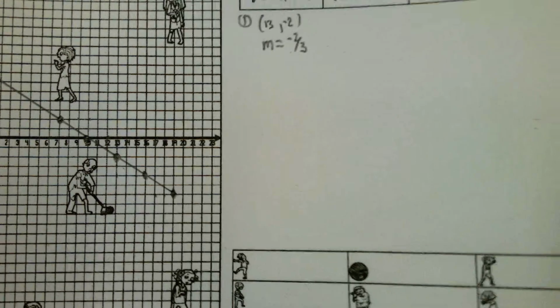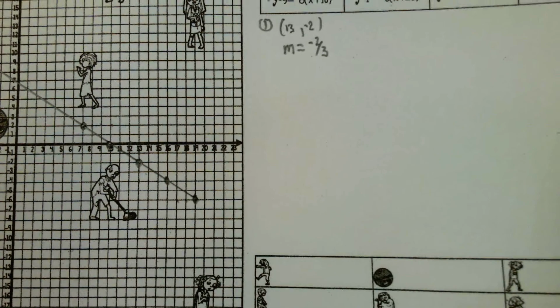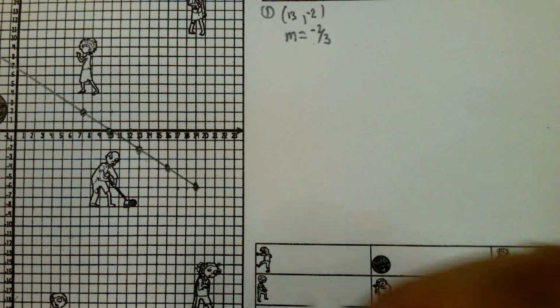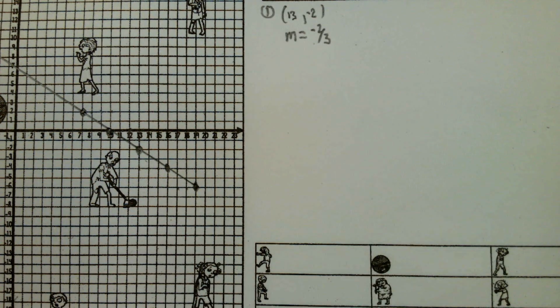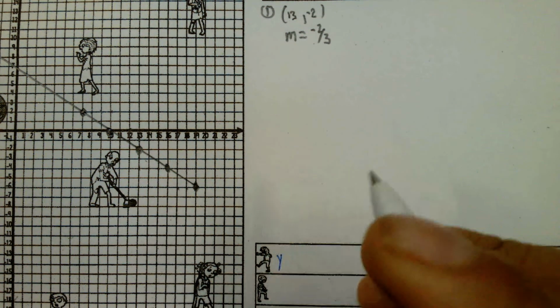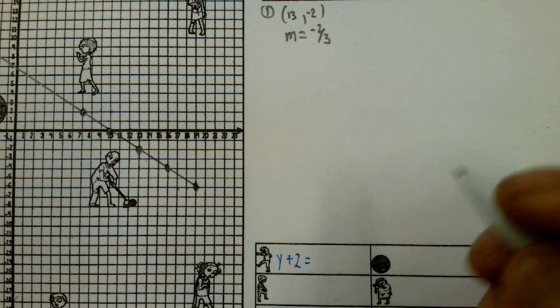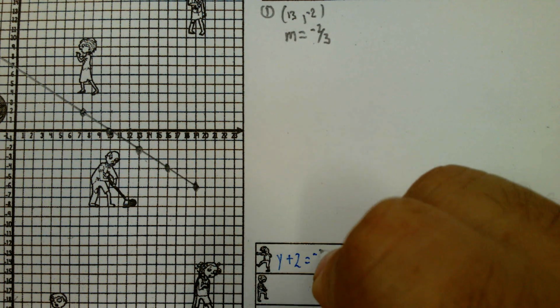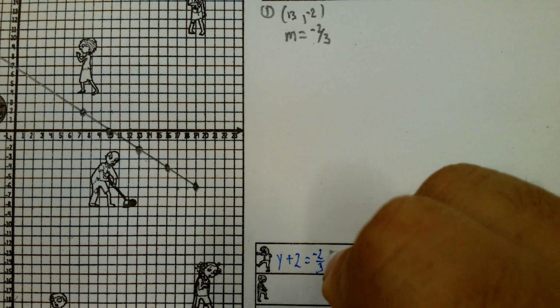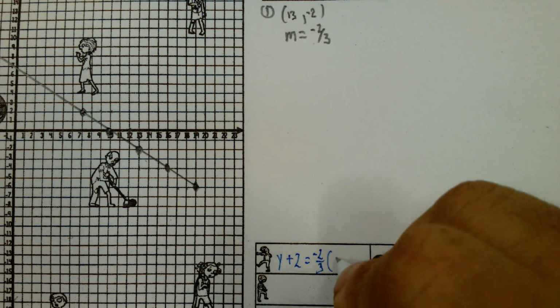Okay. So let's look for this zombie at the bottom right here, and we're going to write the equation. The equation is y plus 2 equals negative 2 over 3 parentheses x minus 13.